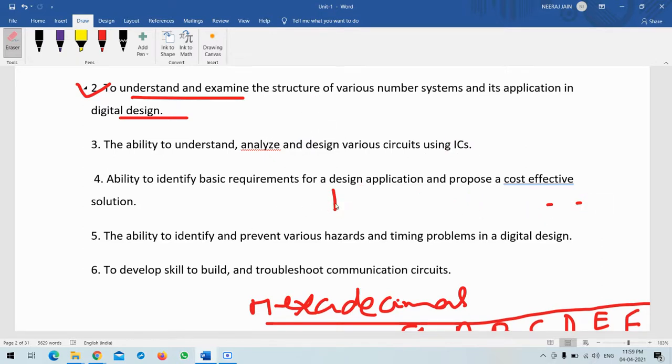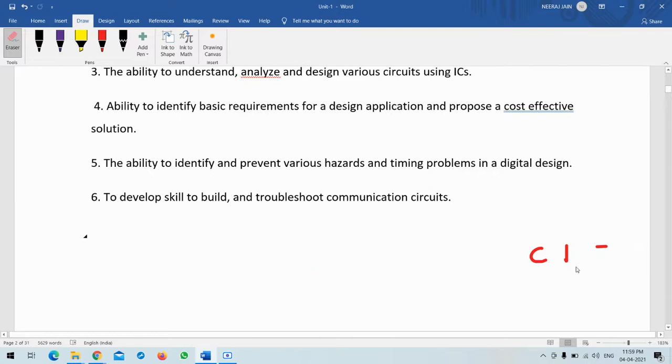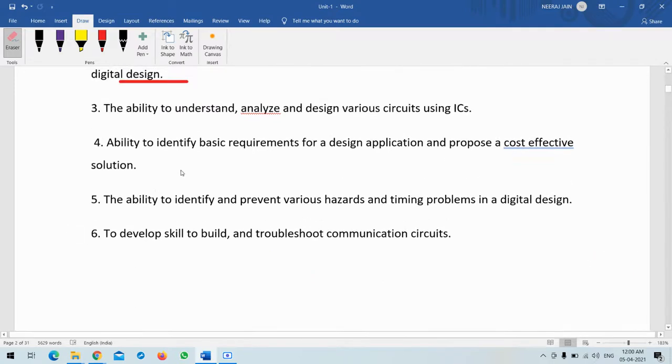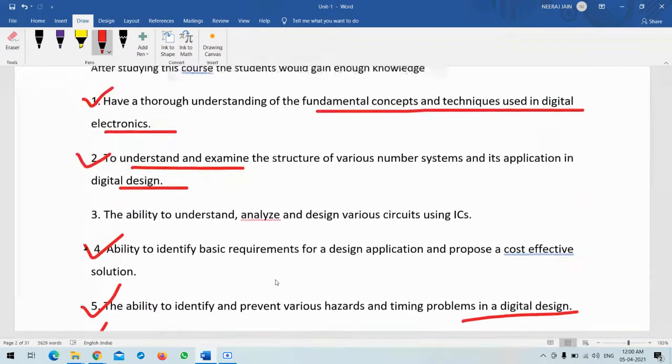Now the third point is that we are able to analyze and design various circuits using ICs, so we will be familiar with how our circuits are built and what troubleshooting we have to do in them. And also we will be able to design applications and propose a cost effective solution. That is very important, to propose a system that is cost effective, and the ability to identify and prevent various hazards and timing problems in digital designs, that is also important. And we will be able to develop skills to troubleshoot communication circuits, those with transmitters and receivers.